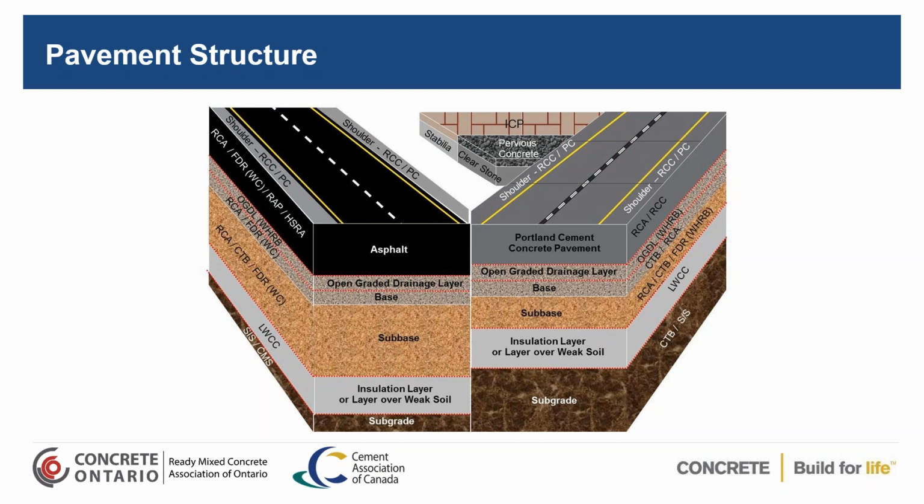Most of the load goes in the concrete itself, so less stress goes down into the base and sub-base layers. And then asphalt is a flexible pavement. Most of the load is transferred down onto the base and the sub-base, so that's why you see a lot more sub-base on an asphalt pavement. Now, one of the key things here on 400 series highways in Ontario, for high volumes, MTO requires an open graded drainage layer underneath it.